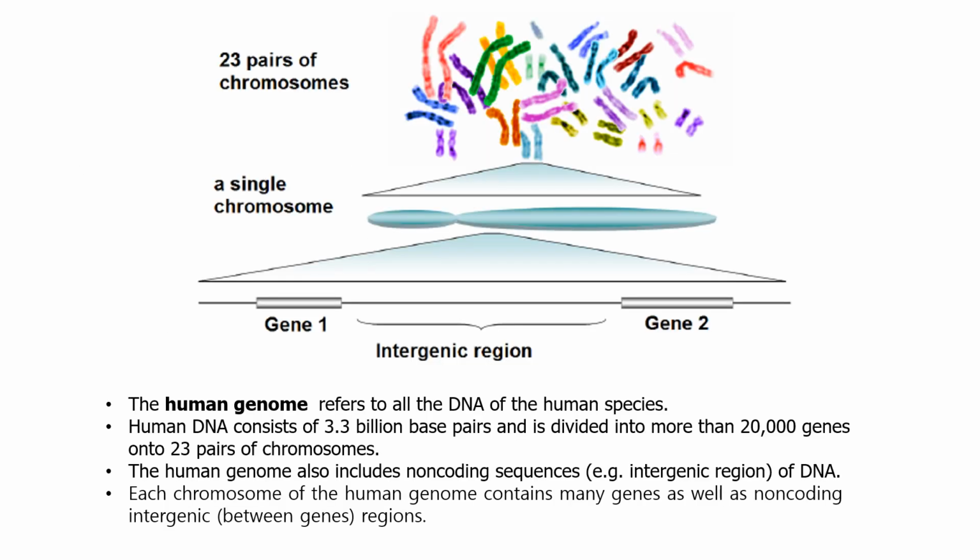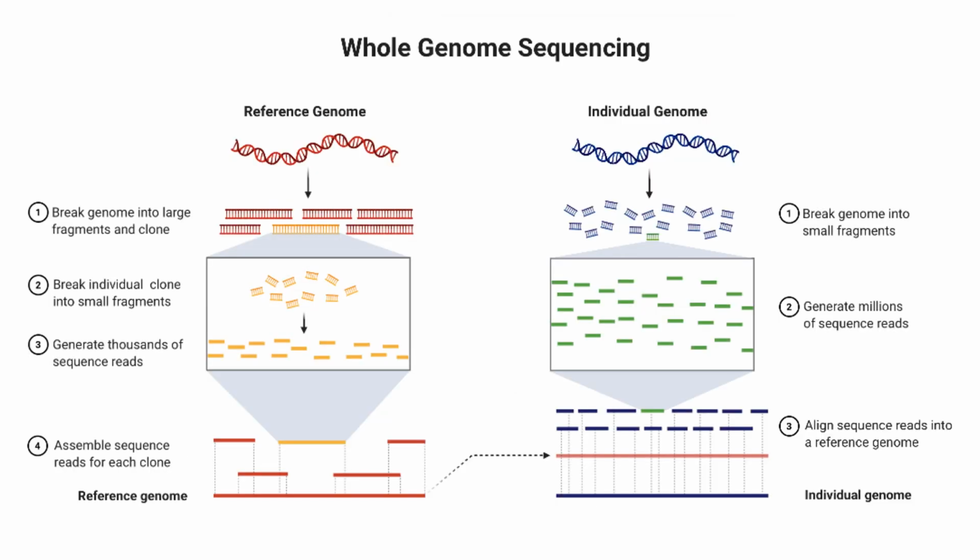As you can see, the human genome consists of genes and intergenic regions. Whole genome sequencing covers all of these genome areas. When we do whole genome sequencing, making a reference genome sequence is the first thing we have to do. Based on the reference genome, we can identify individual genome sequences.